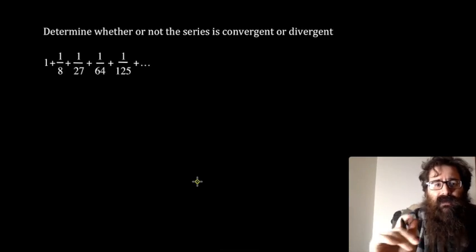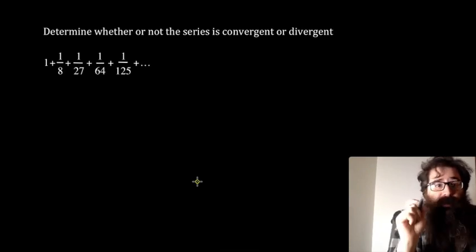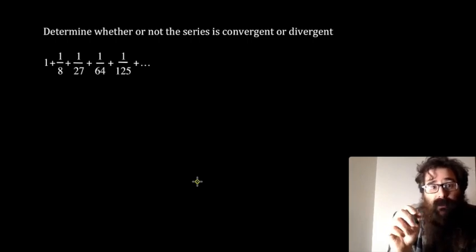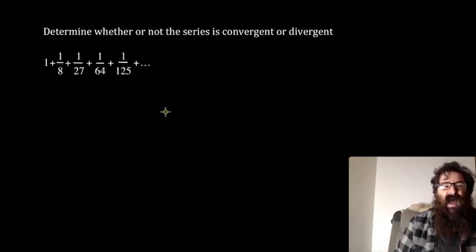Let's take a look at another example. Determine whether or not the series is convergent or divergent. And here I have 1 plus 1 over 8 plus 1 over 27 plus 1 over 64 plus 1 over 125 plus so on and so forth. And there's something worth noticing here. I think it's even more noticeable as we get further out.